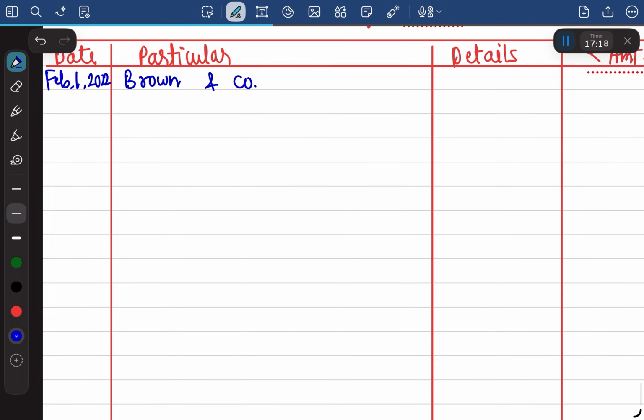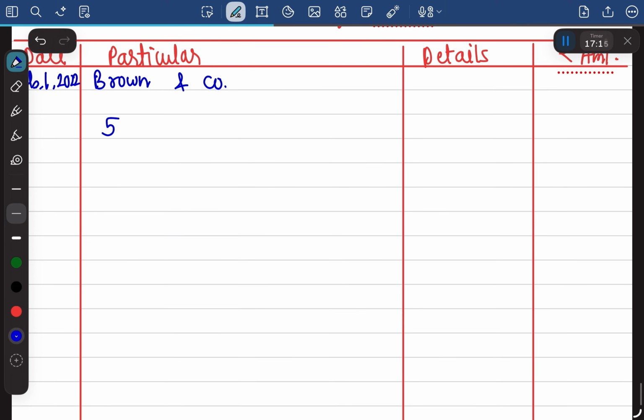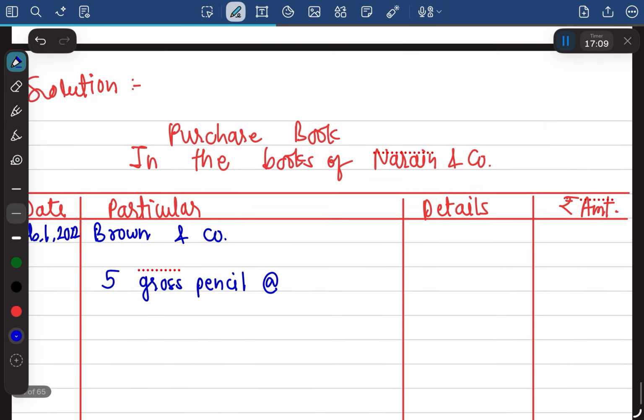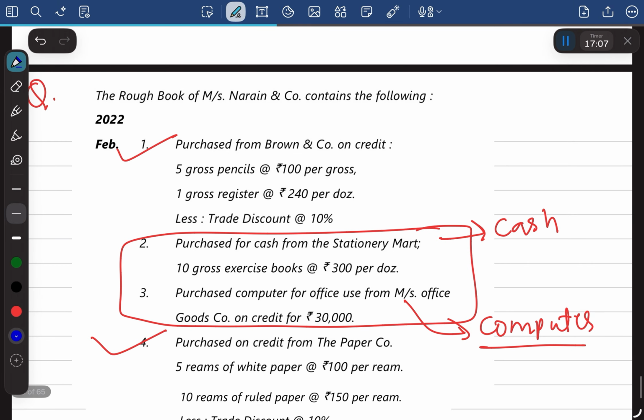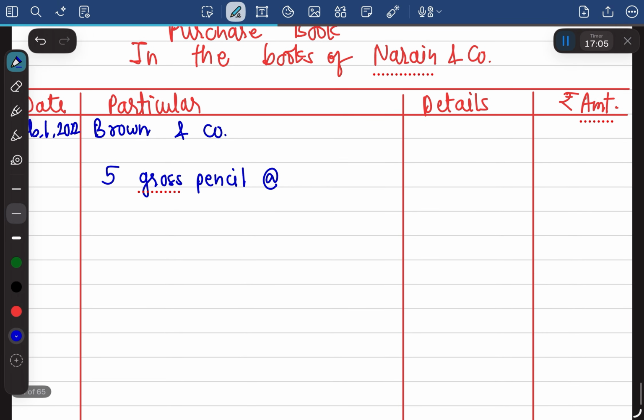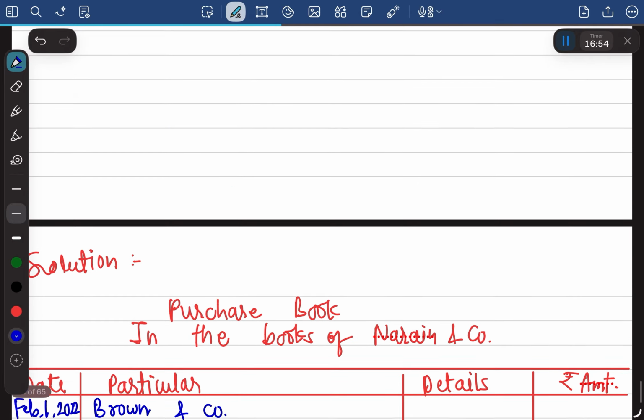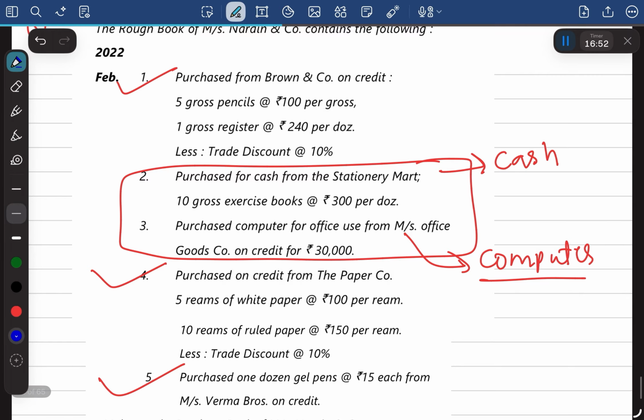I write here 5 gross pencils at the rate 100 rupees per gross. So my answer here will be 500 rupees. And now second, 1 gross register at the rate 250 per dozen.